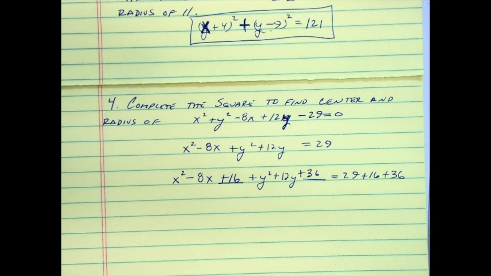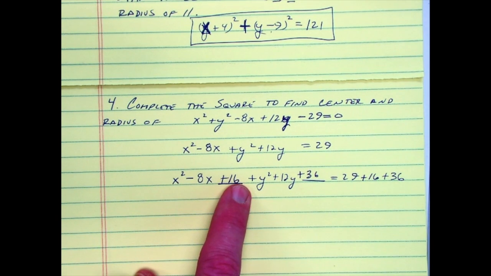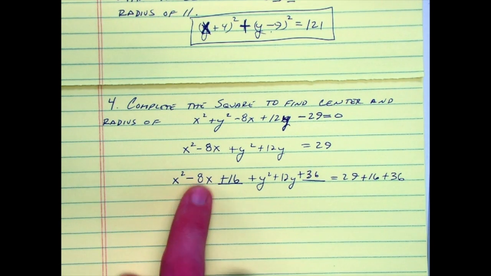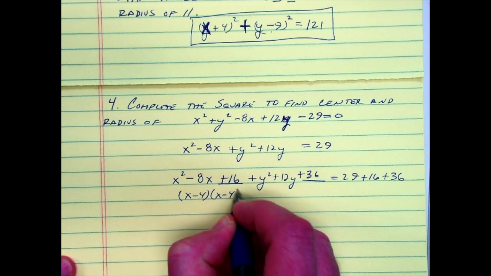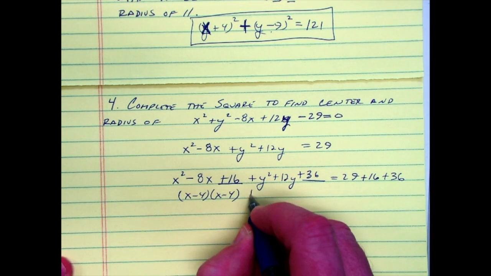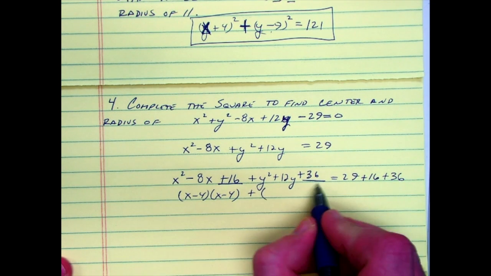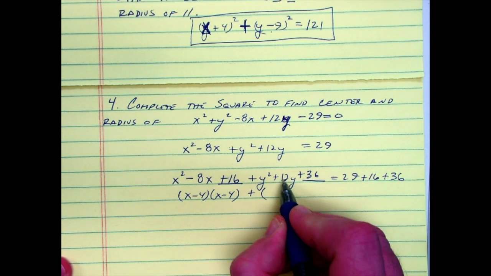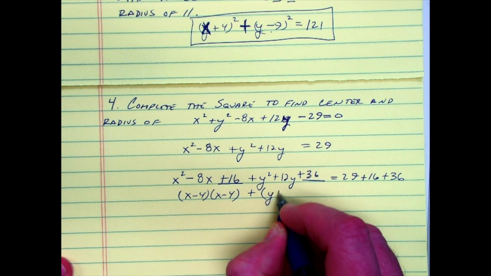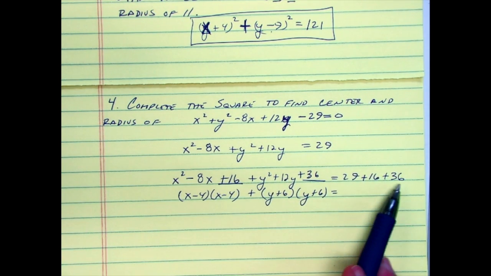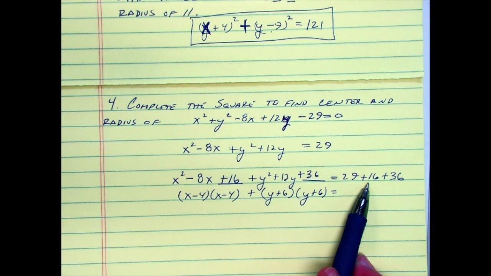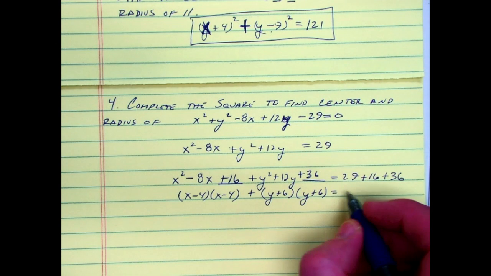Okay, so I'm now going to factor this. What are my two factors of 16 that get me to negative 8? Well, it's going to be x minus 4 times x minus 4. Yes, I know I could write that as x minus 4 squared. You could certainly do that. What are two factors of 36 that get me to 12? It would be y plus 6 and 6. And over here, I get 36 and 16 is 52, and 29 makes 81.